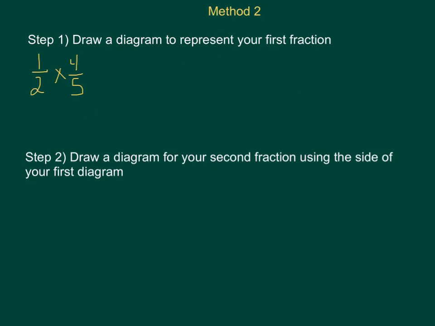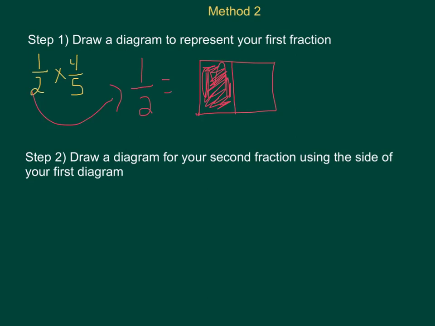Step 1 of method 2 says draw a diagram to represent your first fraction. In this case, our first fraction is 1 over 2. So we're going to draw a diagram that shows 1 over 2. And here we go, we've got our diagram. There are 2 spaces, and one is filled in and the other is not. So that shows 1 over 2.